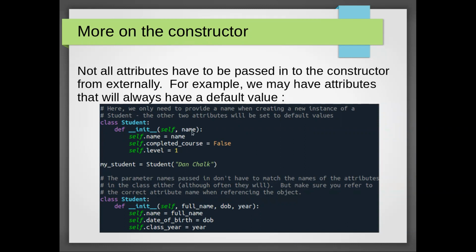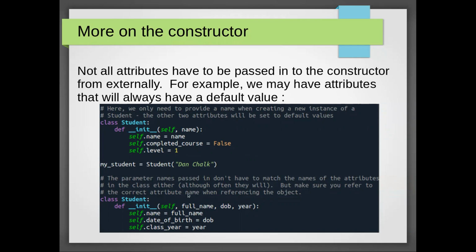So you don't have to pass in everything that you need. You may have some values that you set up in the constructor where the constructor doesn't need to be told them, doesn't need to be passed those in when you want to create a new student. So in this example, when I want to create a new student, I've just called my student. That will create a new student object from this class. And I call the student class name here, and the only thing I need to pass in is the name. That's the only thing it's expecting, and that will then create a new student with the name Dan Chalk, and it'll automatically give me a completed course of false and a level of 1. But I don't need to pass that information in.